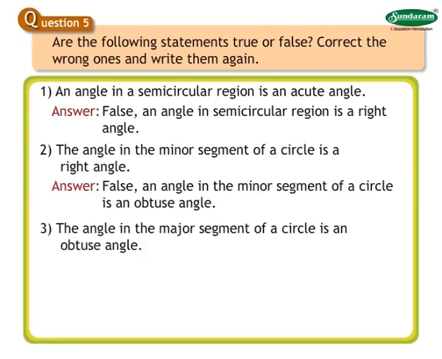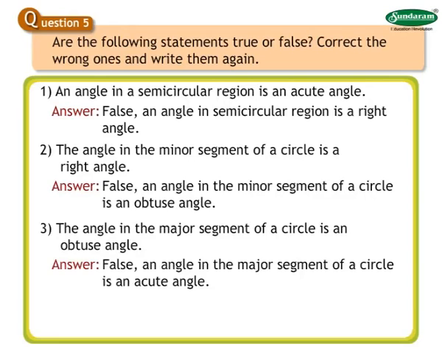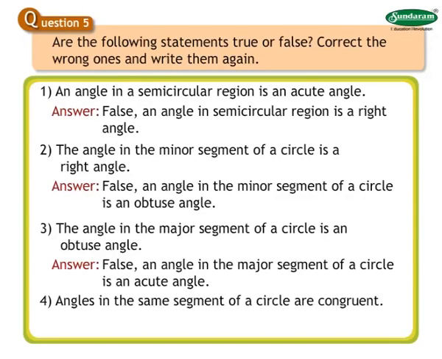3. The angle in the major segment of a circle is an obtuse angle. Answer. False. An angle in the major segment of a circle is an acute angle. 4. Angles in the same segment of a circle are congruent. Answer. True.